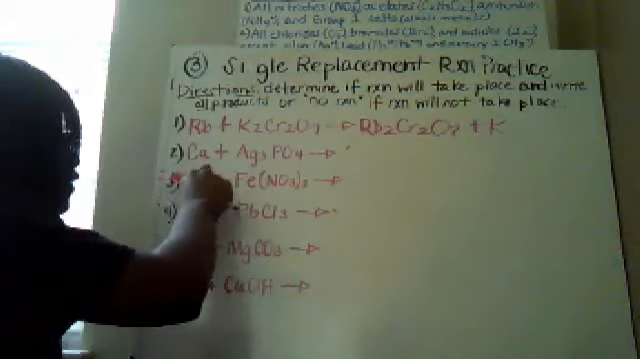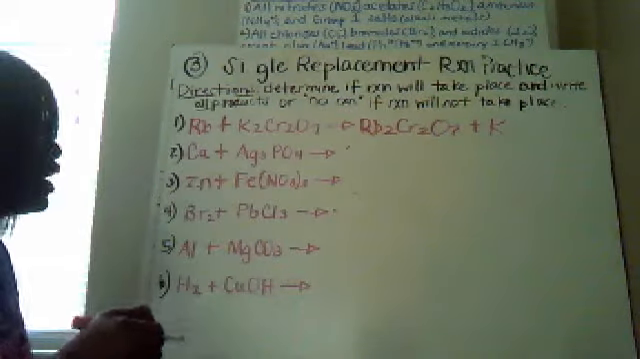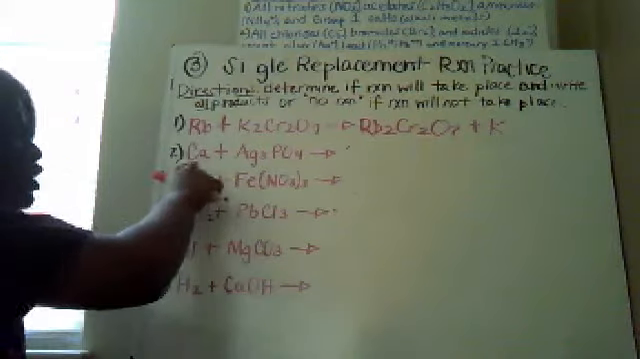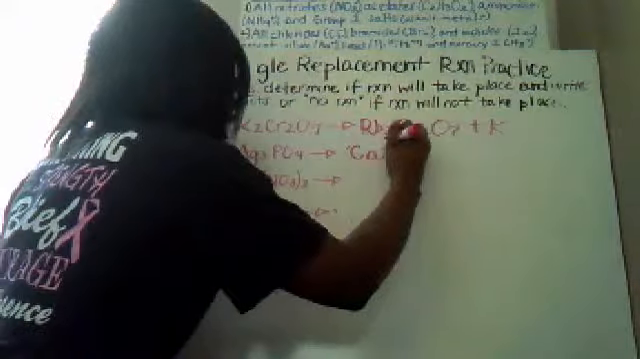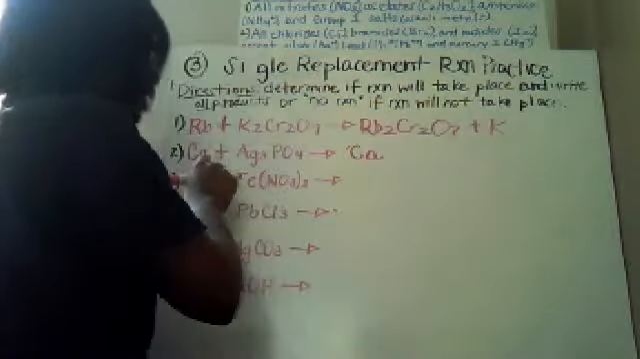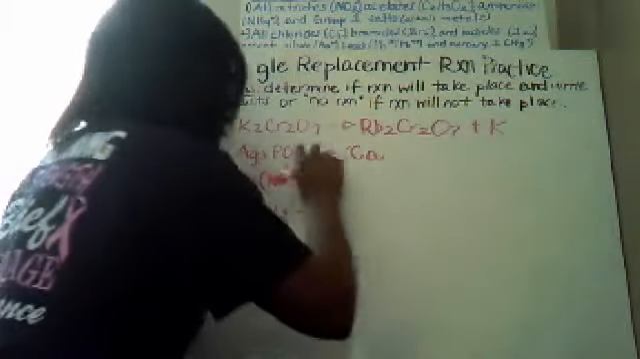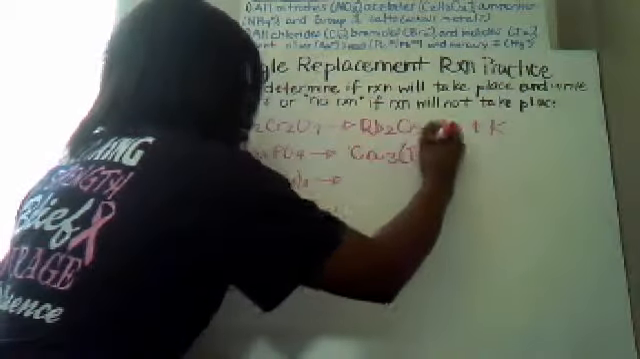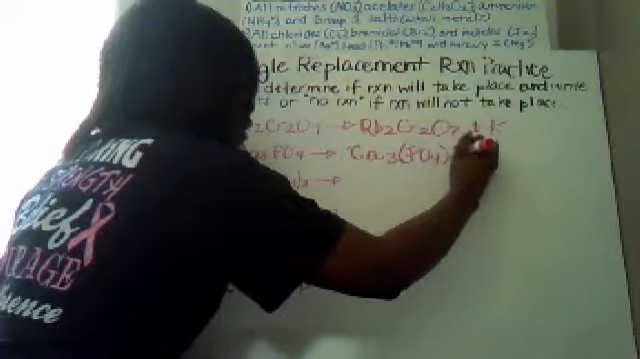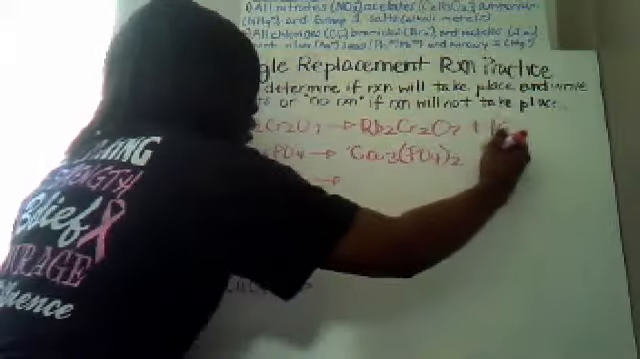For the second one, we have calcium plus silver phosphate. So now we're trying to determine if the calcium can replace the silver, and it can. So we're going to have calcium. Now this time calcium has a 2 plus charge, and phosphate has a -3 charge, so Ca3(PO4)2 plus Ag.